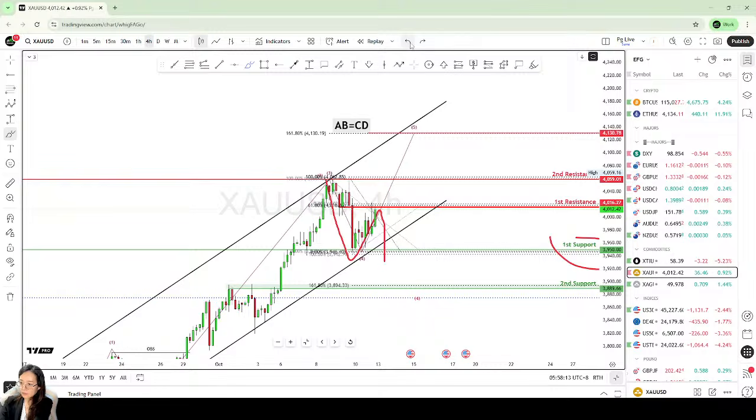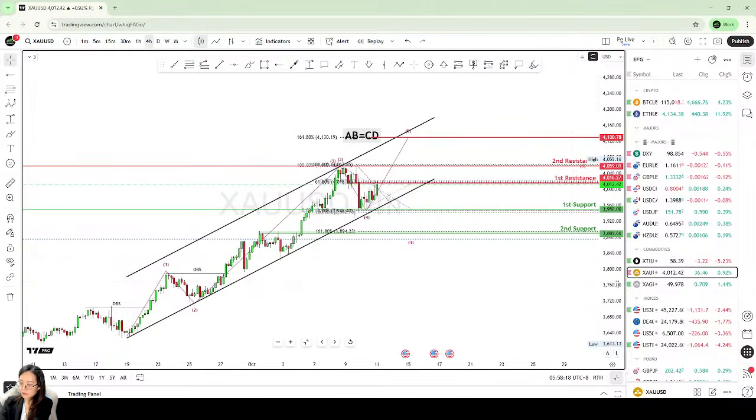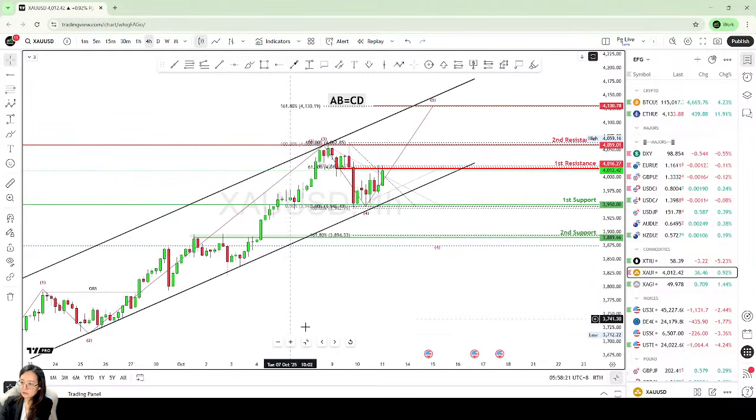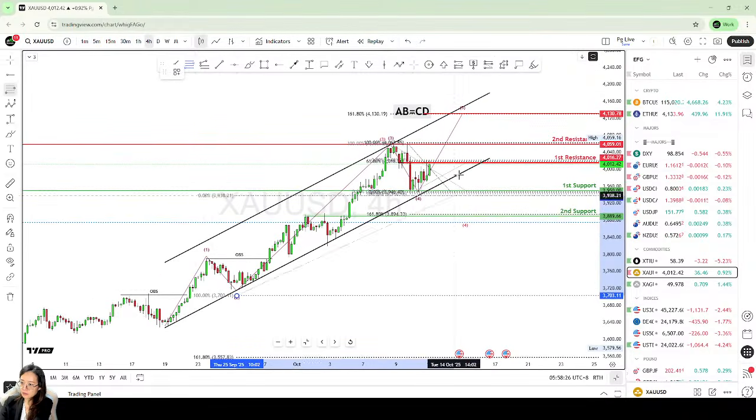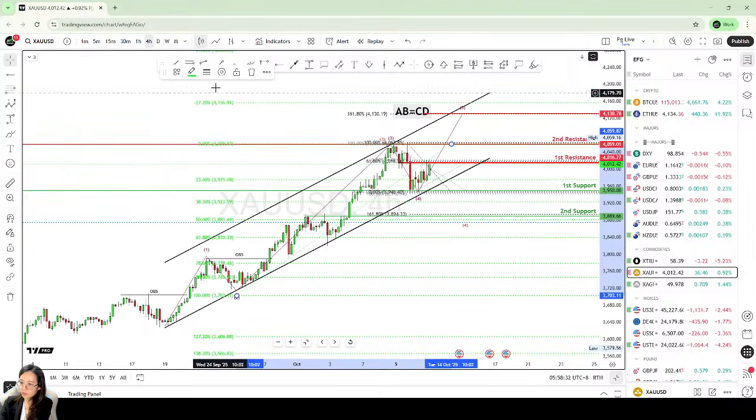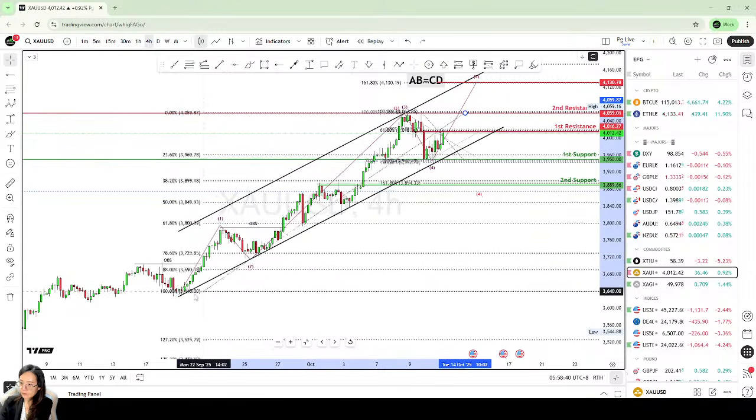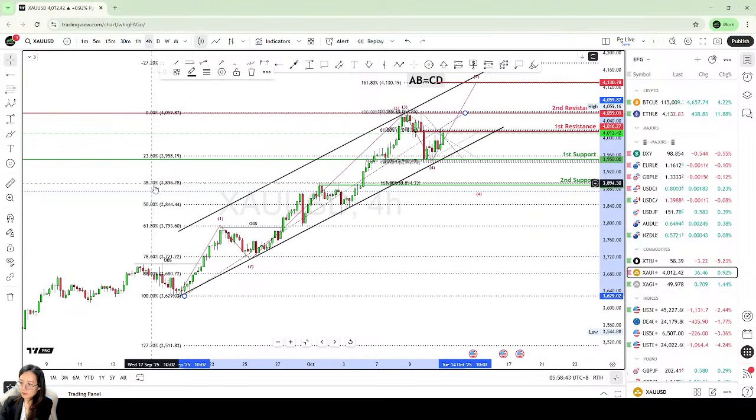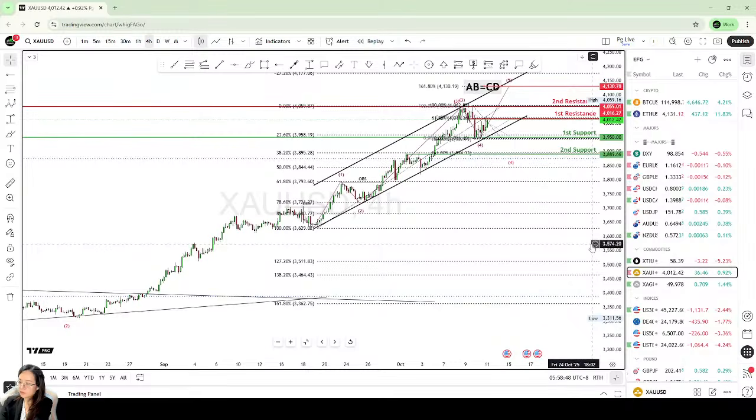Also, they're going to make the 38.2% here. Where is my starting point? Okay, then 38.2%, meaning that that's going to be wave 4 here.